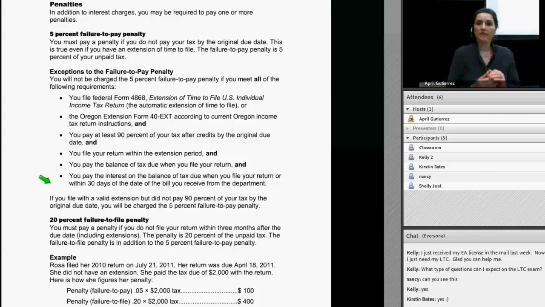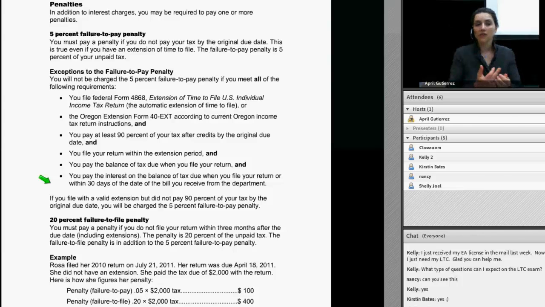So let's say you pay money with the extension so that when you file, you can show you did pay 90% of the required amount. Then Oregon says you will not owe that 5% failure to pay penalty. You will still owe interest from the due date of the return up until the date that you pay, but you won't owe the penalty. So it's always important to remember that there are essentially two penalties going on at the same time. One is the failure to pay penalty, and the other one is interest.